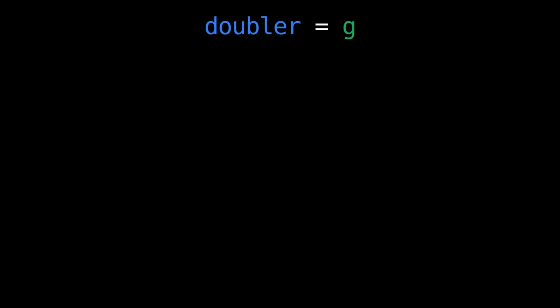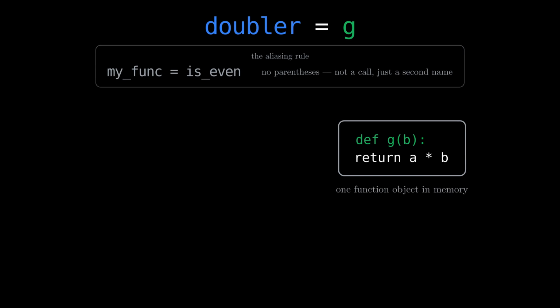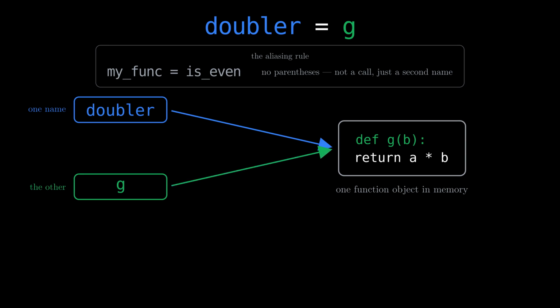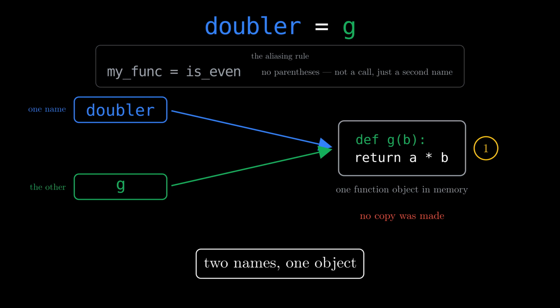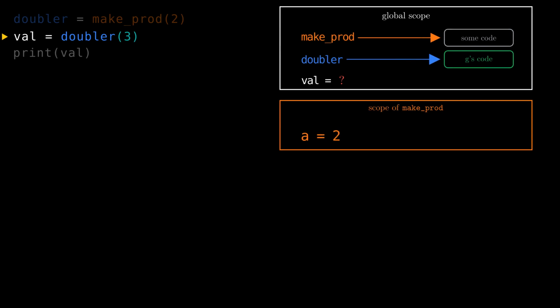So out in the main program scope, doubler equals g. This is the memory picture from the aliasing rule. Writing my_func equals, with no parentheses, gives one function object two names. The same thing has happened here. Doubler is one name, g is the other, and both arrows land on the same function object in memory. Nothing was copied. There is still exactly one piece of code sitting in memory, and now two labels point at it. Two names for one object means we can use doubler on the next line. Doubler of 3 is exactly like g of 3. We are simply using the name we saved it under.